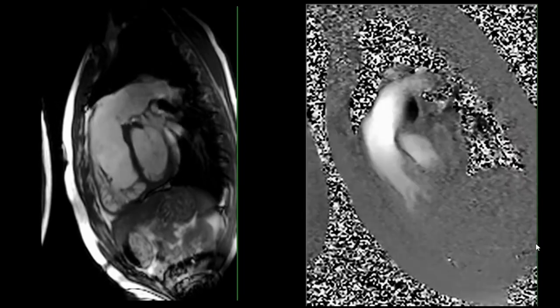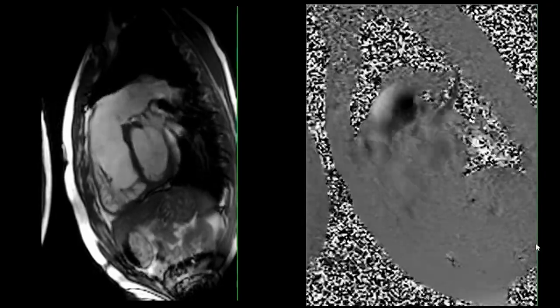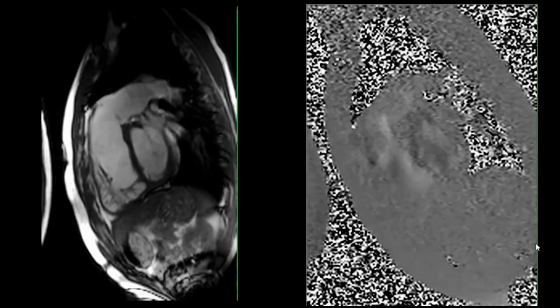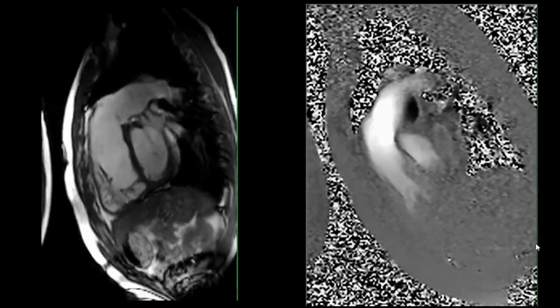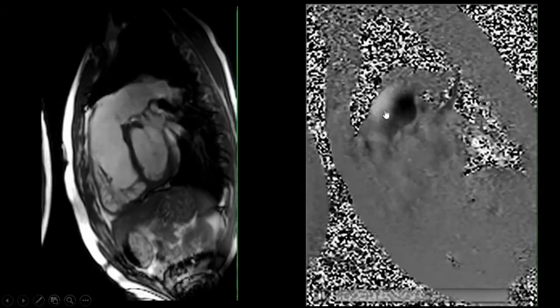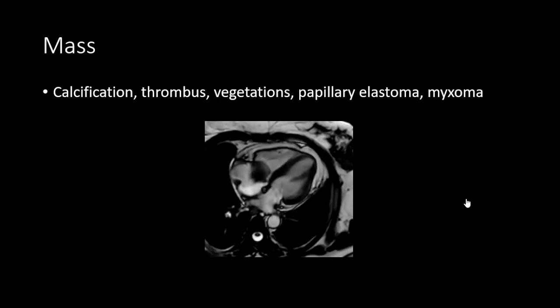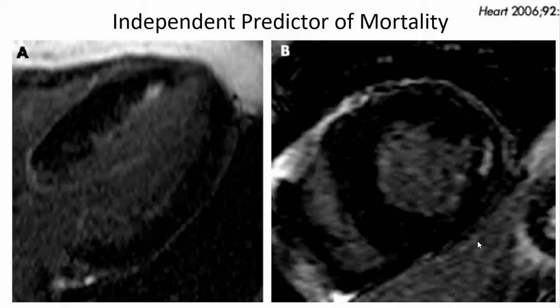One common indication of cardiac MRI is post-tetralogy of Fallot repair patients to look for pulmonary regurgitation and right ventricular dilatation. As we can see in this patient, there is severe pulmonary regurgitation. One other indication for cardiac MRI is presence of masses on valves, common causes being calcification, thrombus, vegetation, papillary fibroelastoma, or myxoma, which is seen in this case.